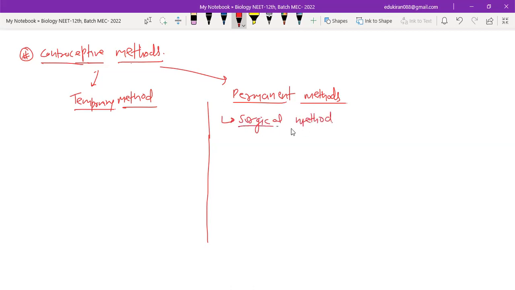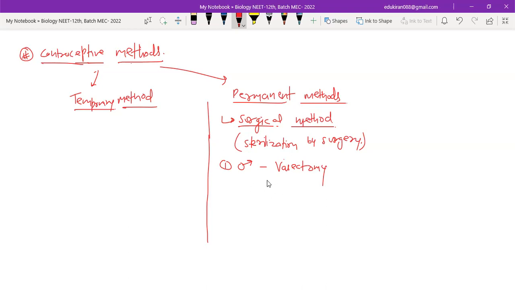Now, in surgical method, both in male and female reproductive tract that we have studied in the last chapter, we know that there are certain ducts, right? Yes, sir. This method is called sterilization method. Sterilization by surgery. We are making the humans sterile. Now there are two ways to do it. In case of males, we can do vasectomy. The word ending 'tomy' is associated with cutting out something. So vasectomy, what are we cutting here?